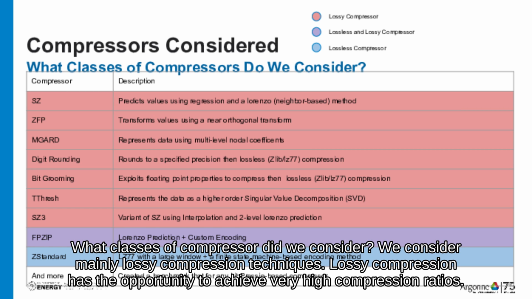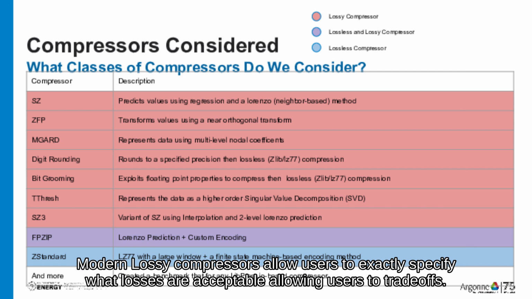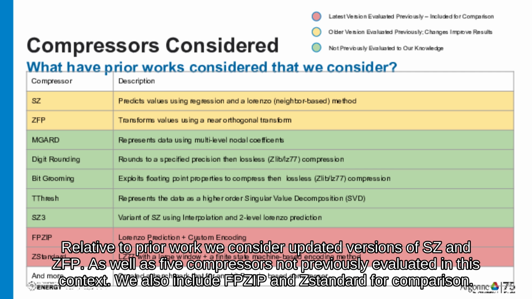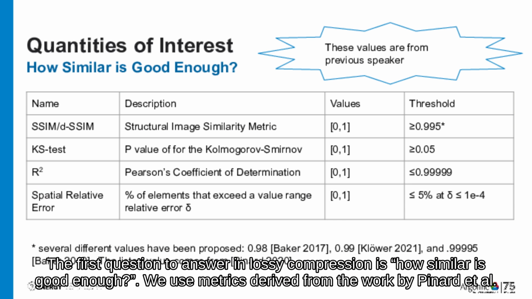What classes of metrics do we consider? We consider mainly lossy compression techniques. Lossy compression has the opportunity to achieve very high compression ratios, and modern lossy compressors allow users to exactly specify what losses are acceptable, allowing users to consider the trade-offs. Relative to prior work, we consider updated versions of SZ and ZFP, as well as 5 compressors not previously evaluated in this context. We also include FPZIP and Zstandard for comparison. The first question to answer in lossy compression is how similar is good enough?